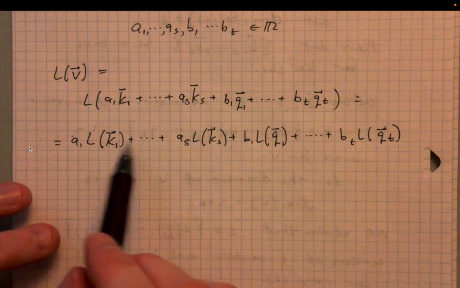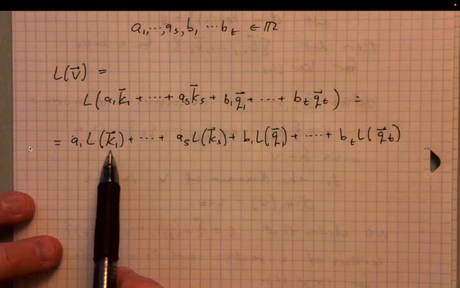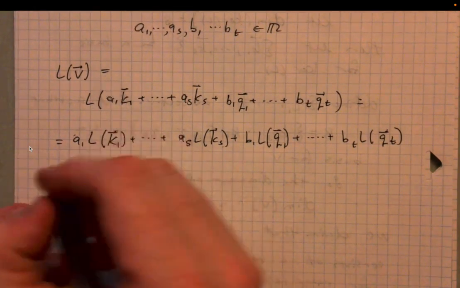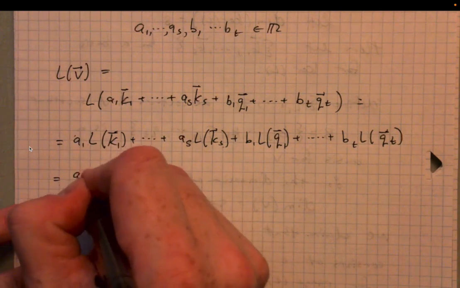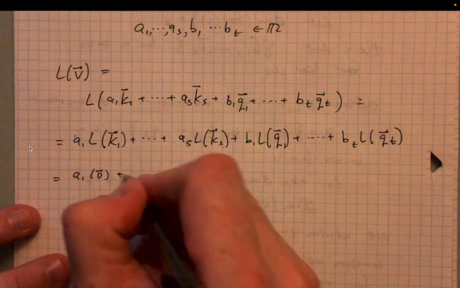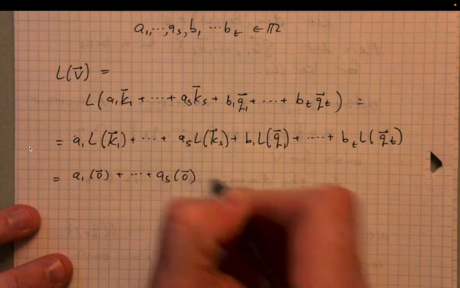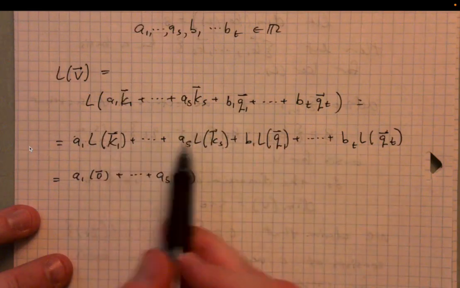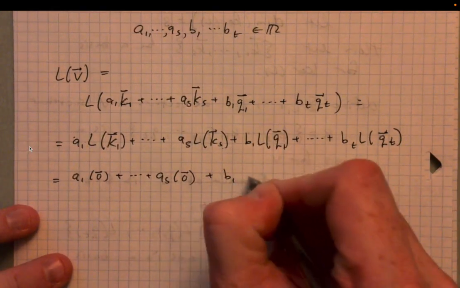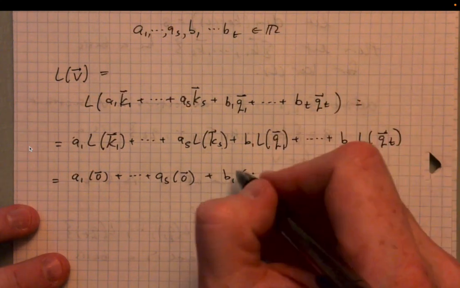Now, what happens to L of K1? Remember, K1 through Ks are a basis for the kernel. So what happens up front here is this becomes A1 times the 0 vector plus ... plus AS times the 0 vector. These are all just the 0 vector. So then I'm left with these guys. Well, I should leave the L on, sorry.